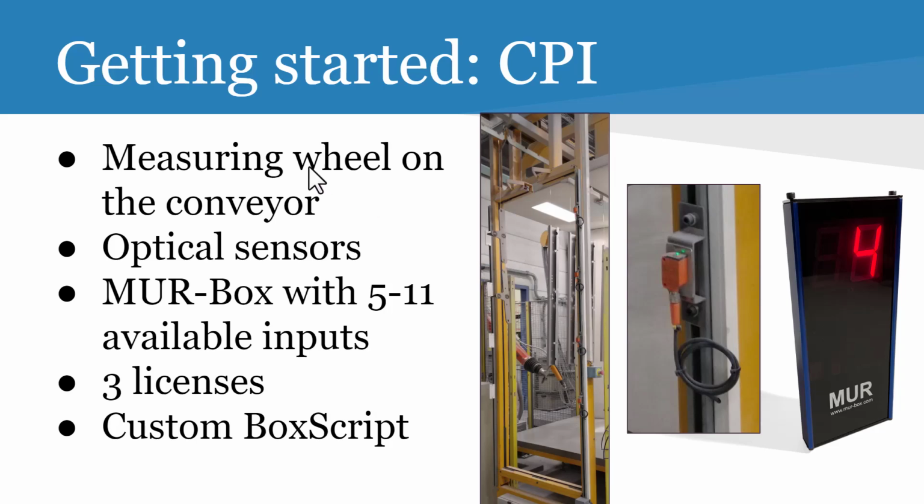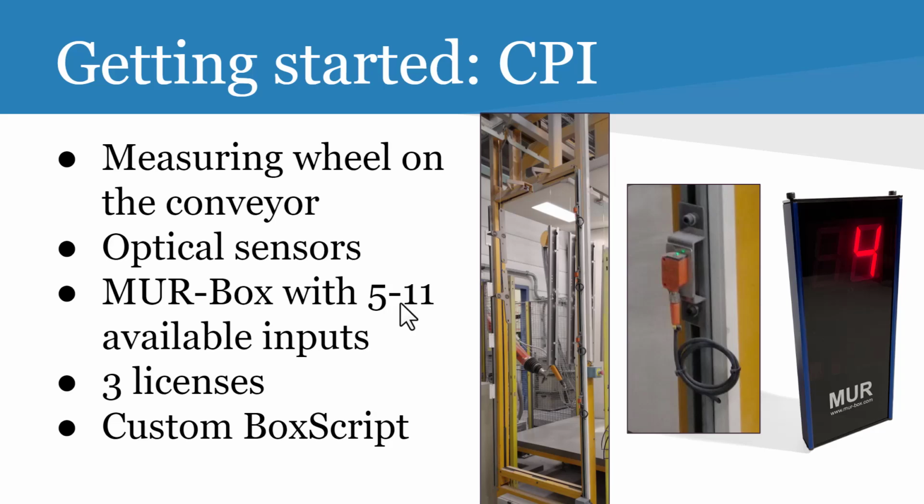So we need the measurement wheel on the conveyor. We need 4 or 10 optical sensors. And that's the external hardware we need. All these are connected directly to the MUR-Box. So you need a MUR-Box with 5 to 11 available inputs. So you might have a MUR-Box 3.0 measuring one machine, and could connect the other 5 inputs for this CPI solution.